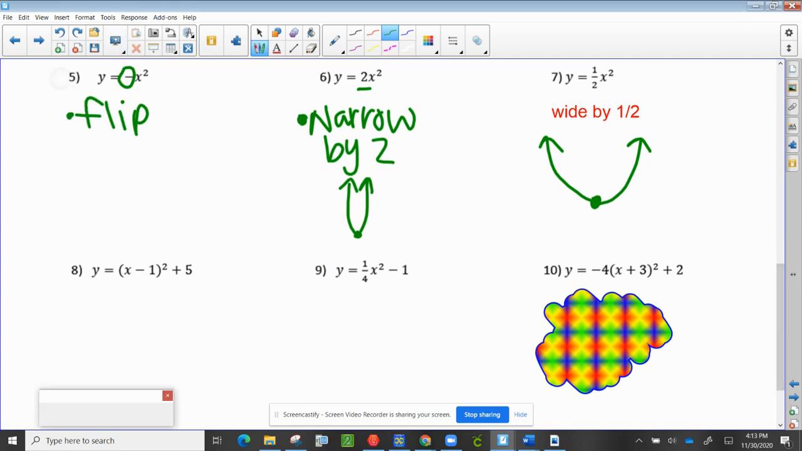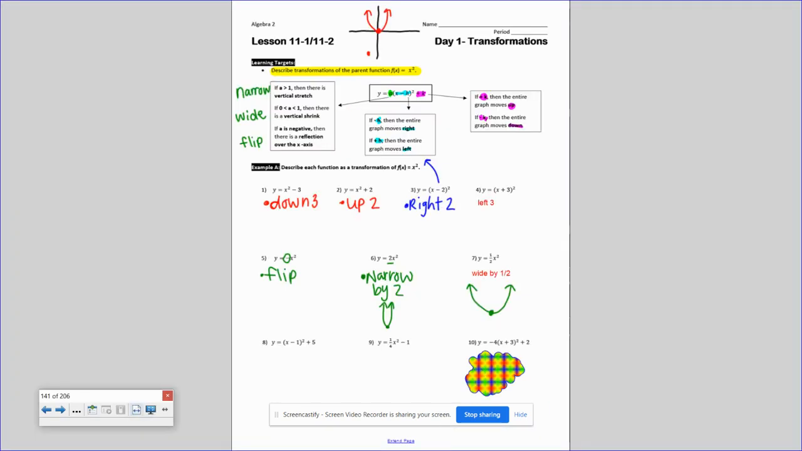So maybe I'll make this full screen so we can see the rules on the top as well as do the problem. So we have 8, we have an x minus 1, and then a plus 5. So anytime there's a change to the parent function, the plain x squared function, there's a transformation here. So I see 2 changes. So that must mean I have 2 things happening to my graph.